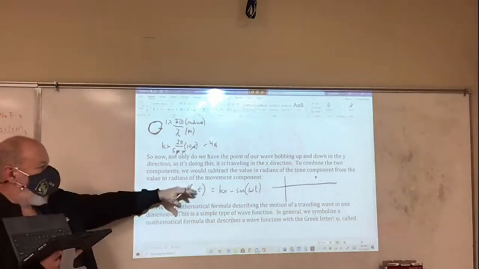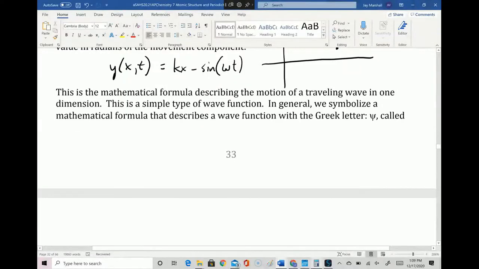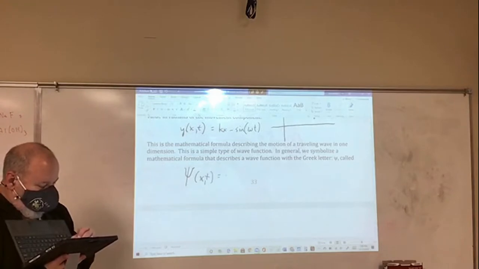Okay? So this is a mathematical formula describing the motion of a traveling wave in one dimension. In general, we symbolize the mathematical formula that describes a wave function with the Greek letter psi, that little trident. So we would say psi of x,t equals sine of kx minus omega t.